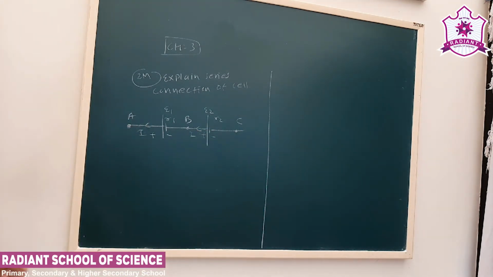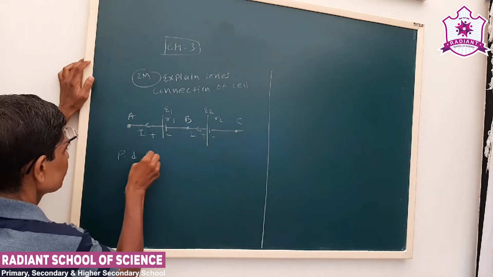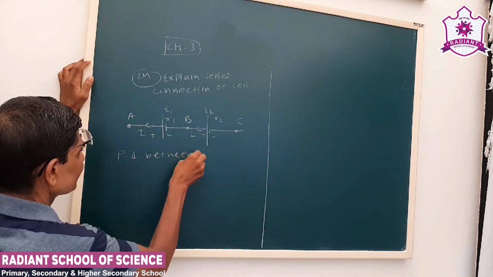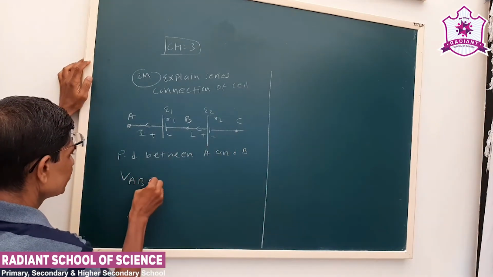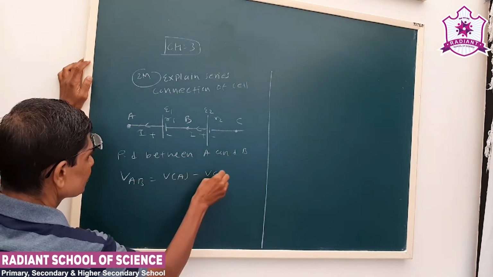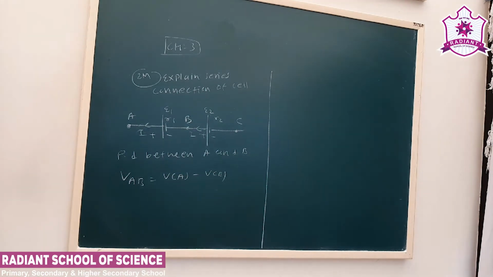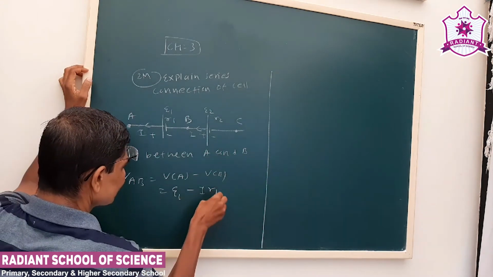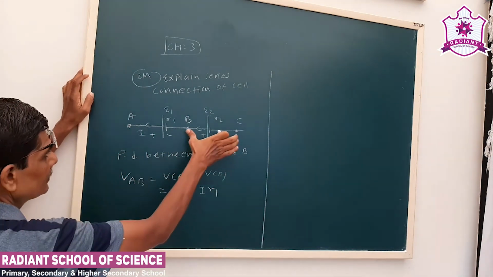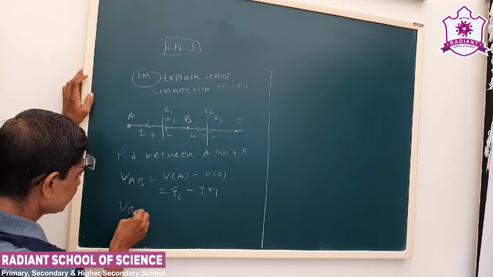Now see what the potential difference between A and B is, VAB. Now see the relation we have studied: V is equal to IR. Current is the same. Now VBC: there is a PD between B and C.